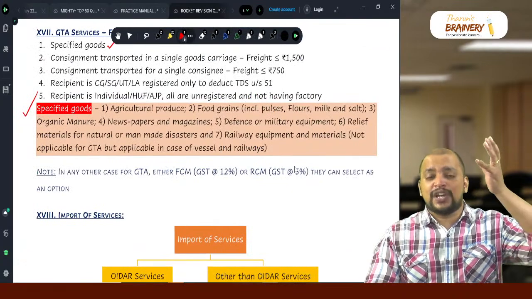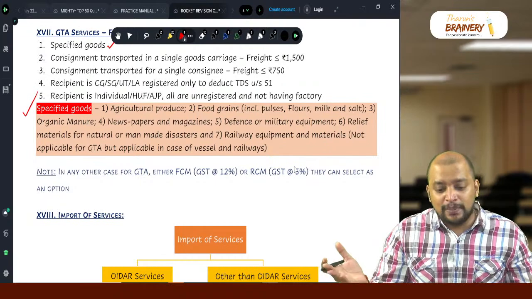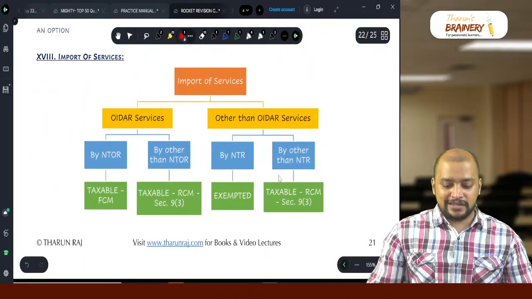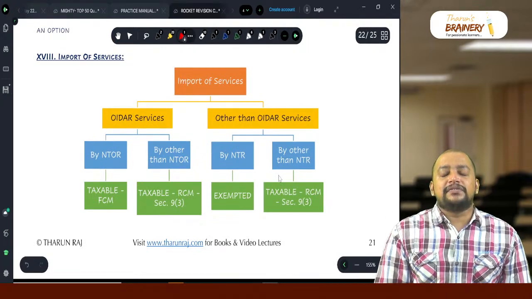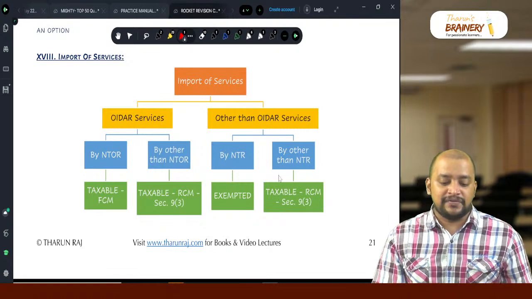Now, wherever this transportation sector comes, let it be government or private sector, both will have the same treatment. Okay. Then import of services. Import of services is divided into 2: OIDR services and other than OIDR services.